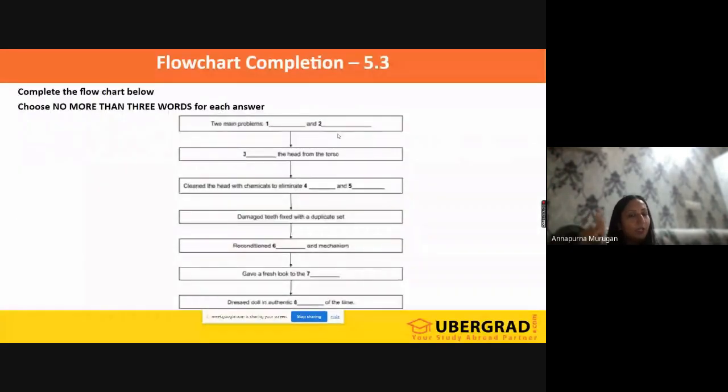So what is the answer here? The first and the second will be eye mechanism. But no more than 3 words. First answer is eye mechanism. Second answer is loose head. Only two words. Now, we are using only two words here. Getting it, guys?